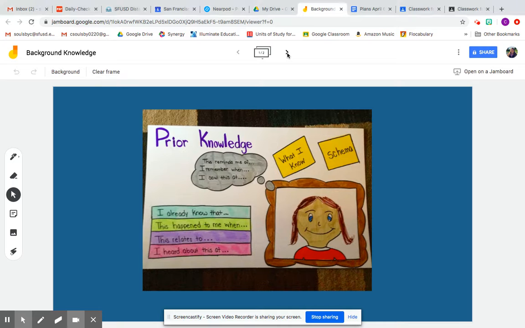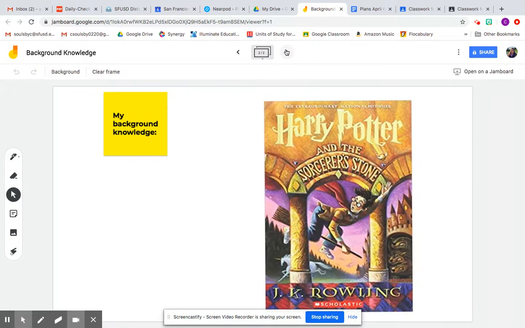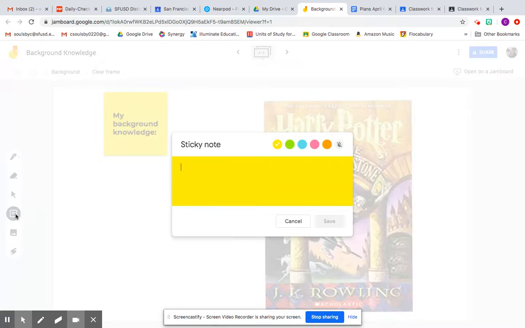I think I told you guys that I am reading Harry Potter, and this is the first book of Harry Potter. So before I even read it, I had to activate my background knowledge. I started to think about what I already know about the book. And I know that this is a fiction book, and that means there are characters, there is a setting or more than one setting. I know that most fiction books have a problem. This is a long chapter book, so it has a lot of problems.